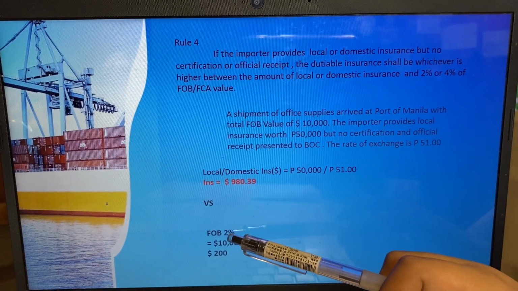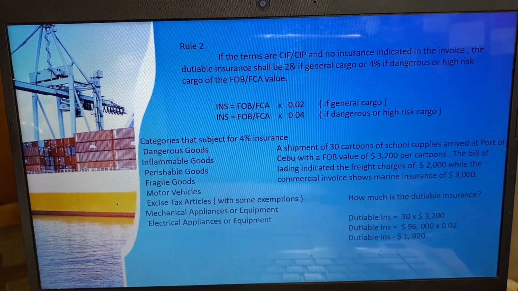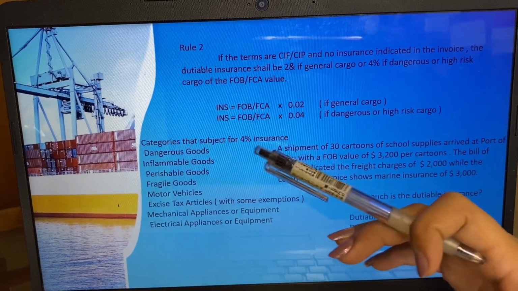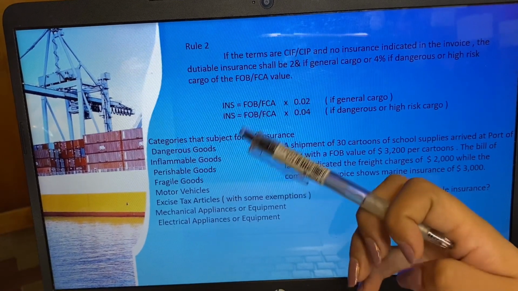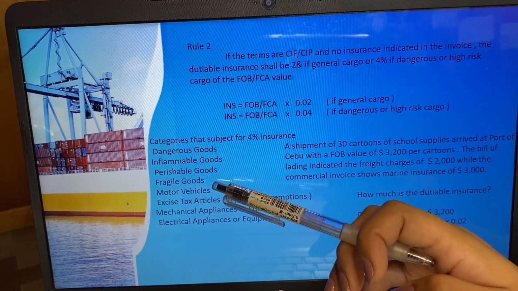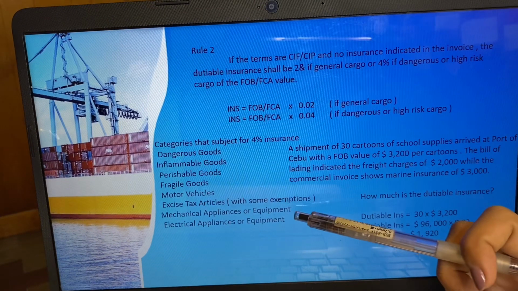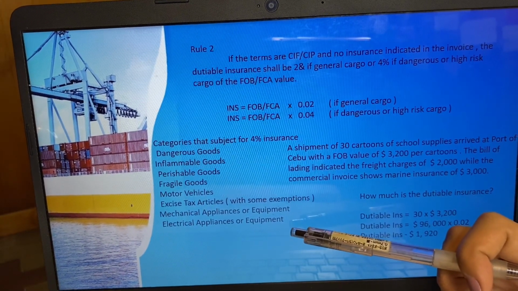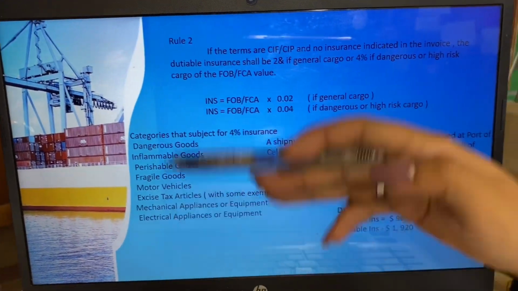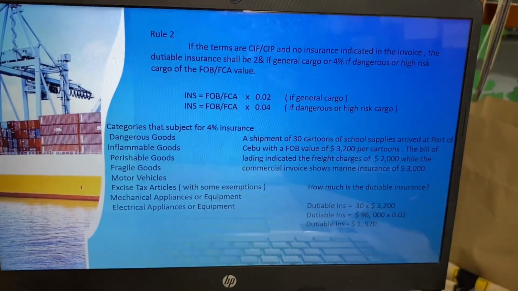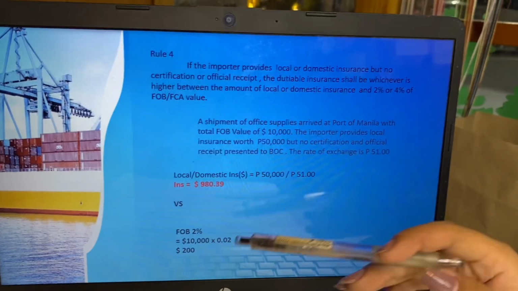So why 2%? 2% it's because it's a office supplies. Wala siya na belong sa category sa mga high risk or dangerous cargo such as the dangerous goods, inflammable goods, perishable goods, fragile goods, motor vehicles, excise tax articles, mechanical appliances or equipment, or even the electrical appliances or equipment. So if your goods wala siya na belong ang category, then automatically that would be considered as the general cargo. So that would be 2%.